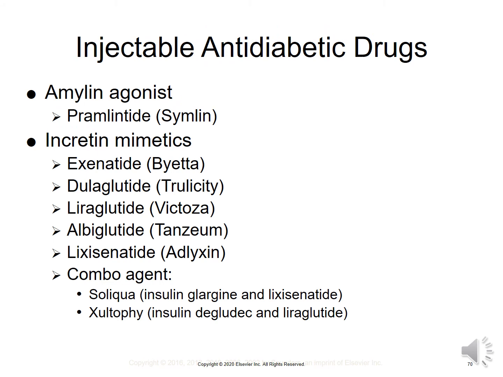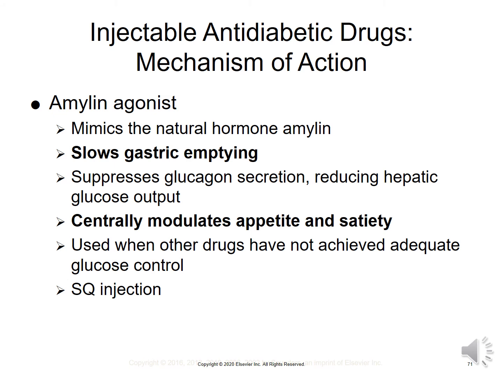So there are some injectable antidiabetic drugs. There are amylin agonists like Symlin. There are incretin mimetics like Byetta, Trulicity, Victoza, and then there's some combo agents down there. Amylin agonists, they mimic the natural hormone amylin. Okay? And amylin is a hormone that's produced by the pancreas and released at the same time as insulin, but in smaller quantities. It assists insulin in controlling post-meal glucose levels.